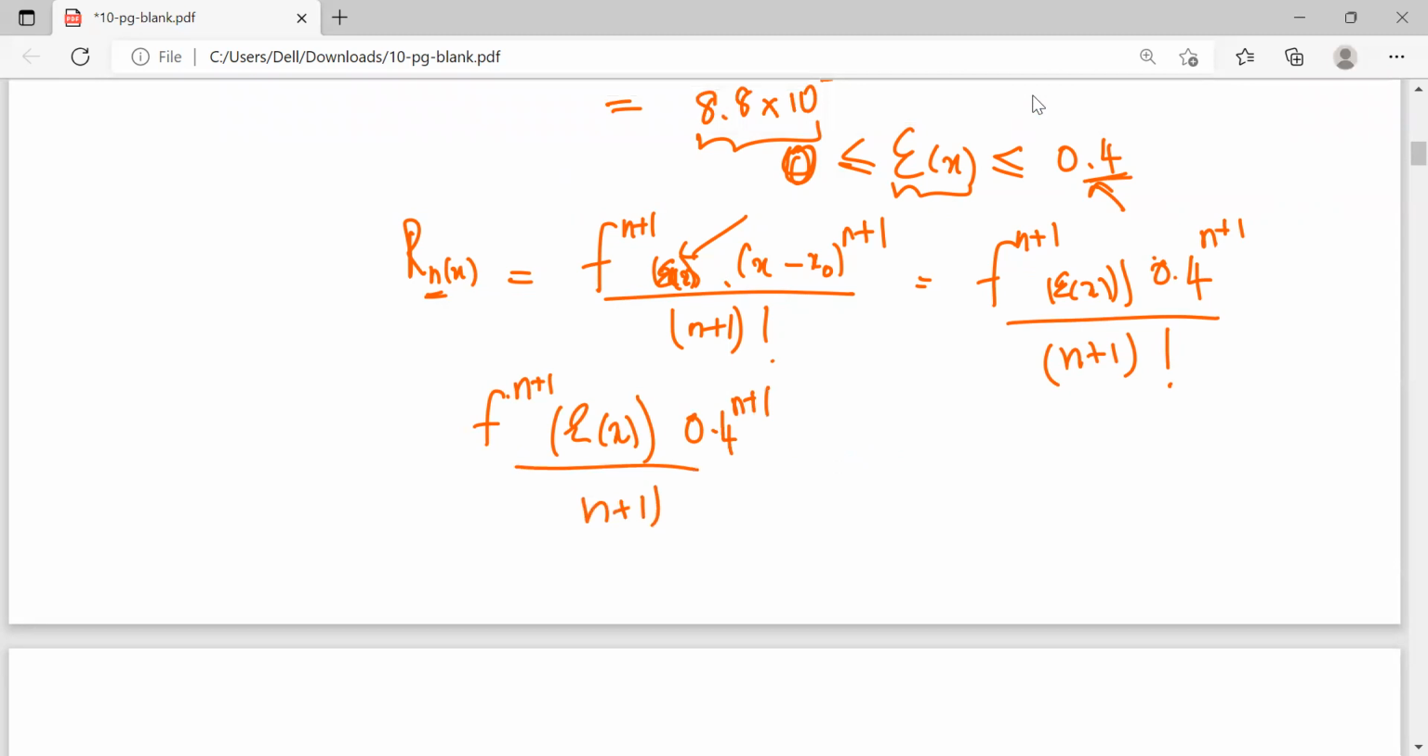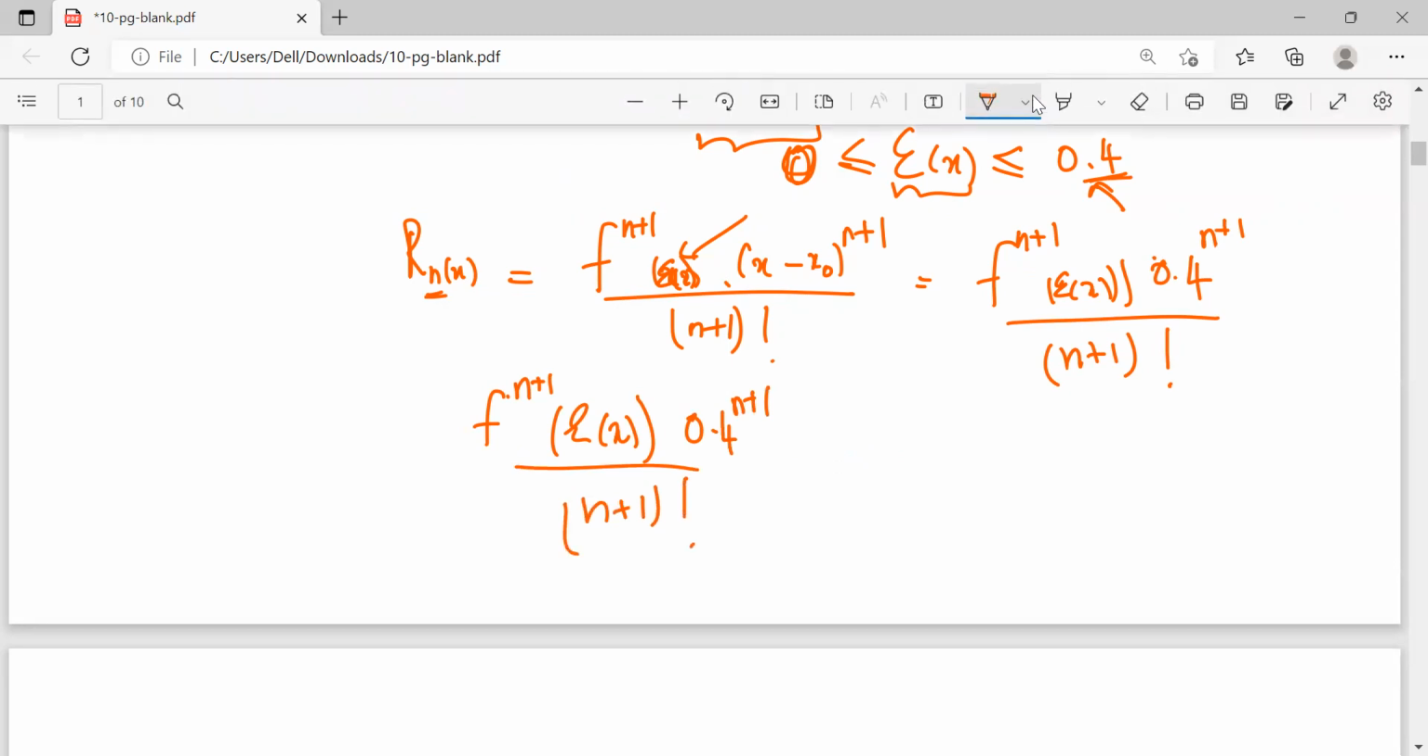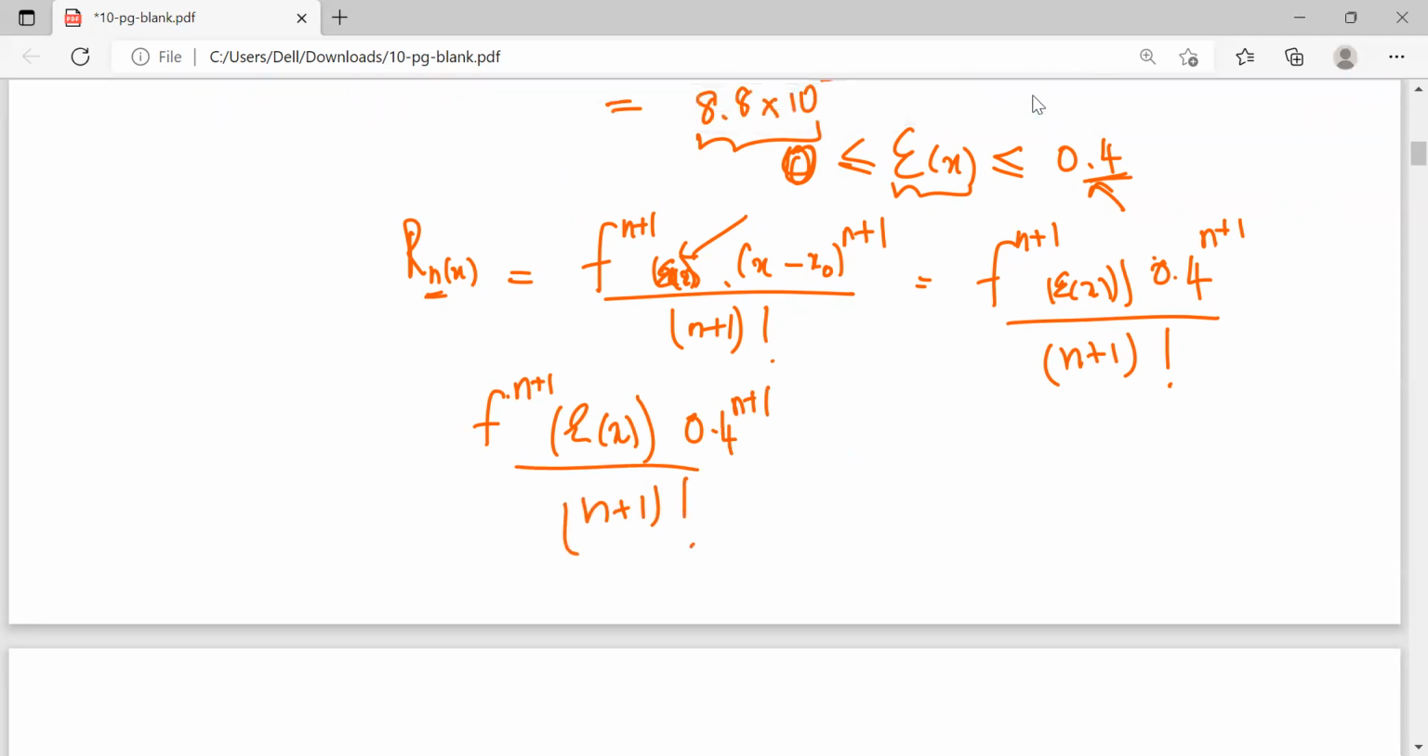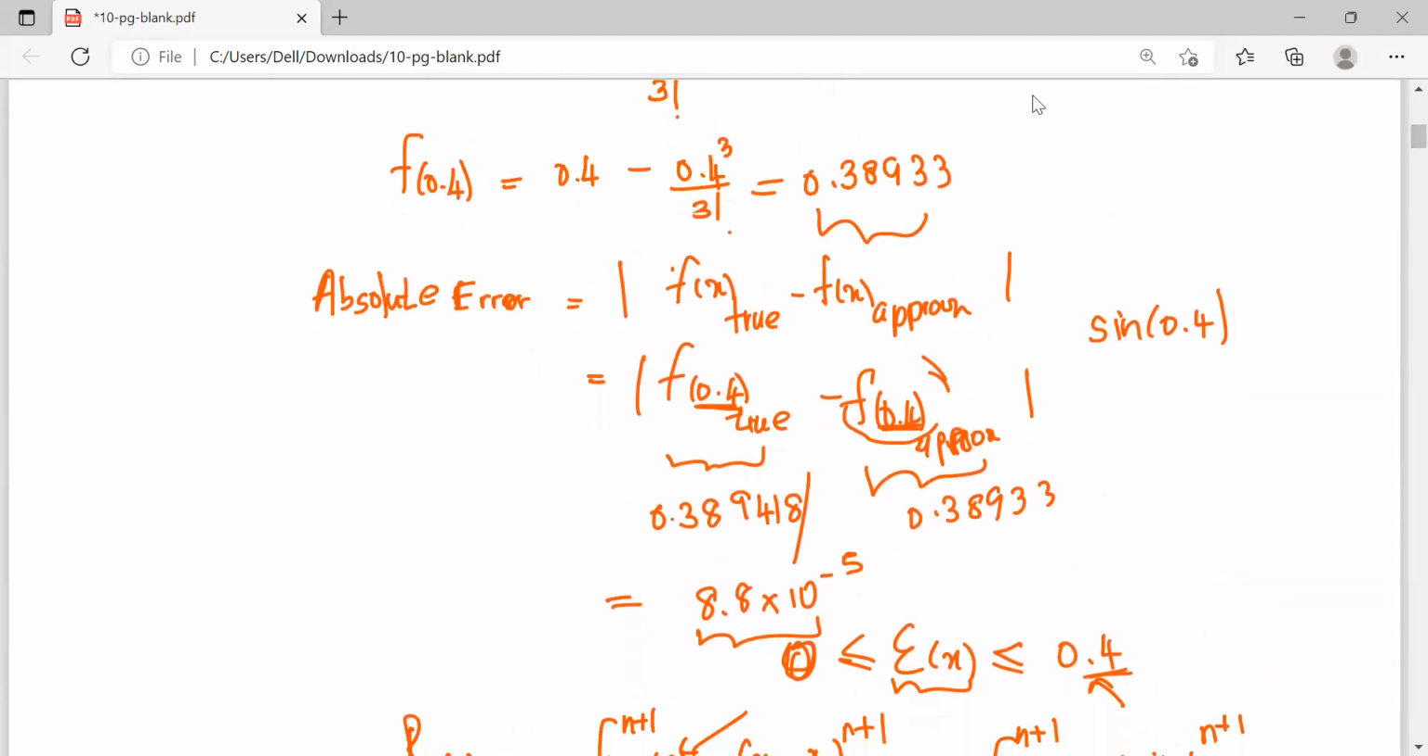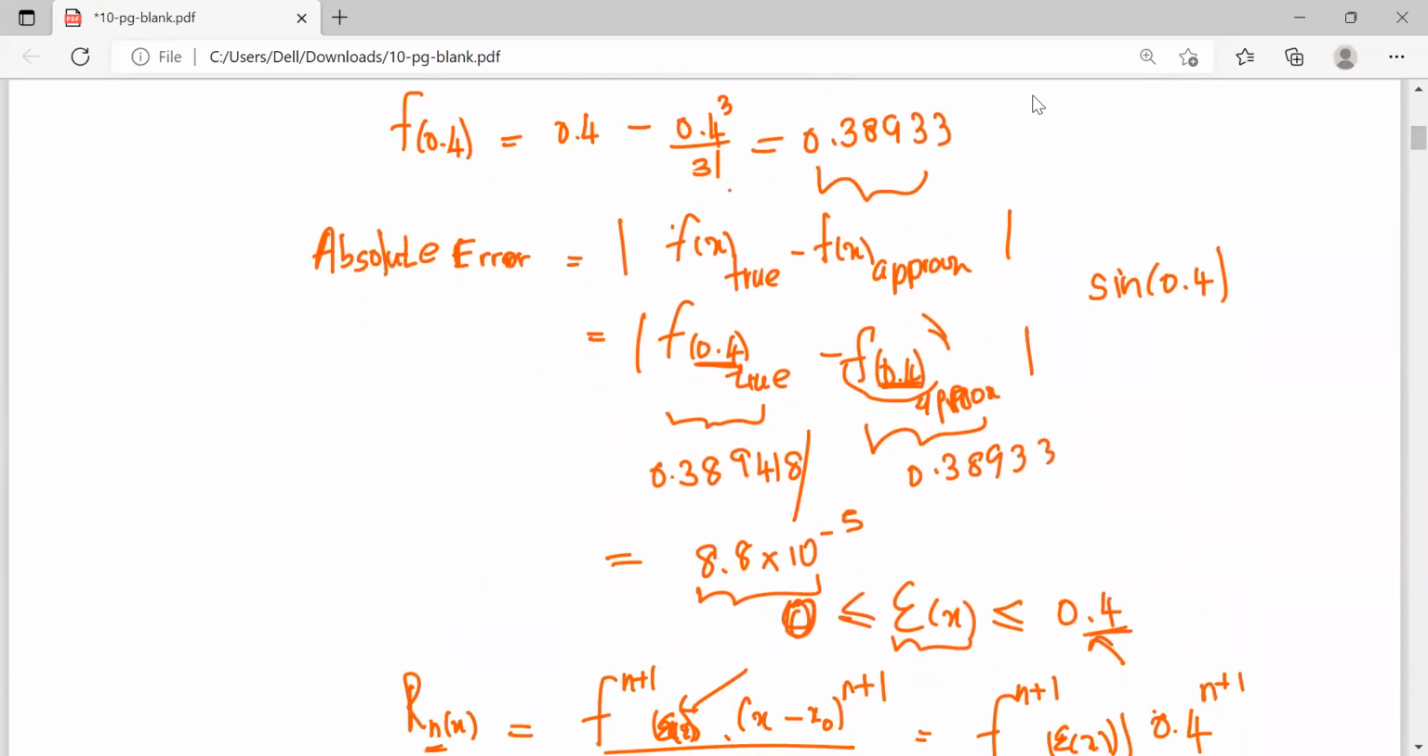So the error of this Taylor polynomial depends on this epsilon x, which is going to be a value between 0 and 0.4, but actually we don't know the value of epsilon x in the beginning. But if you know this value, 8.8 into 10 to the power minus 5, which is equal to Rn x, you can substitute and get the value of epsilon x.